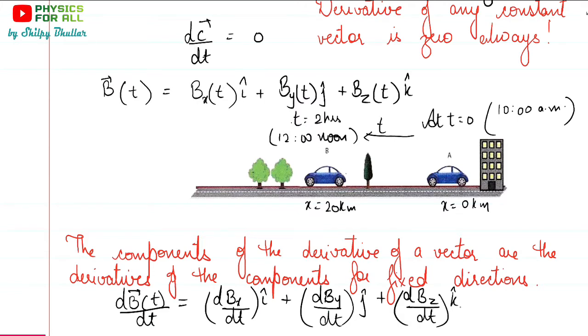One thing to notice in the derivative of a vector is that a derivative is taken when the vector depends on only one quantity. That means the dependence of the vector is only on one quantity; only one quantity would affect that vector, nothing else. Whenever we take a derivative, it's always with respect to one particular quantity. Here t is the quantity, so we have taken db by dt, or dc by dt, because the vector depends on the single quantity t.